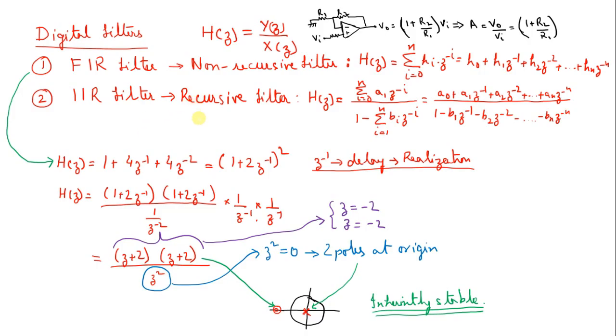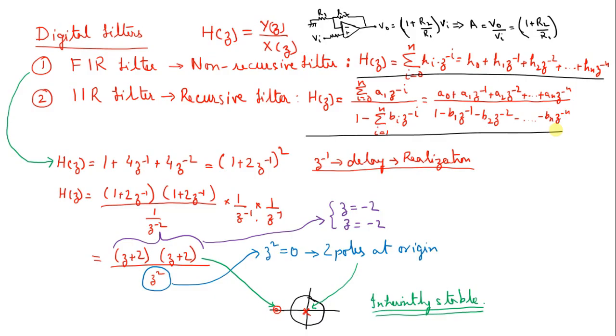FIR filters do not have the feedback loop. IIR filters will have the feedback loop. And since the FIR filters do not have any feedback loop, if you look into the transfer function of FIR filters, they are quite simple. There are no denominators, unlike IIR filters, which are complex systems, and you will find polynomials in both the numerator and the denominator.